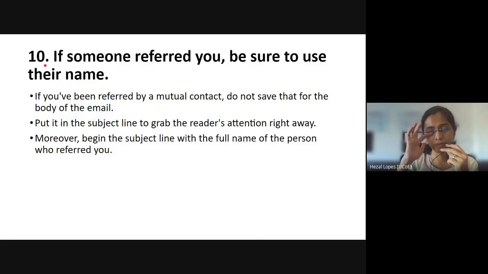Point number 10, if someone referred you, be sure to use their name for the reference. If you have been referred by a mutual contact, do not save that for the body of the email. Put it in the subject line to grab the reader's attention right away. Moreover, begin the subject line with the full name of the person who referred you. Let's take an example here.